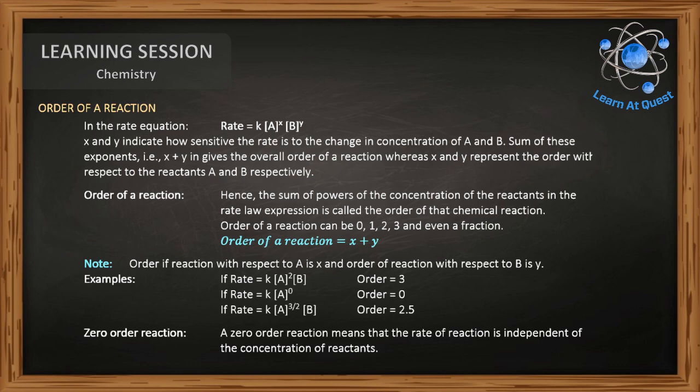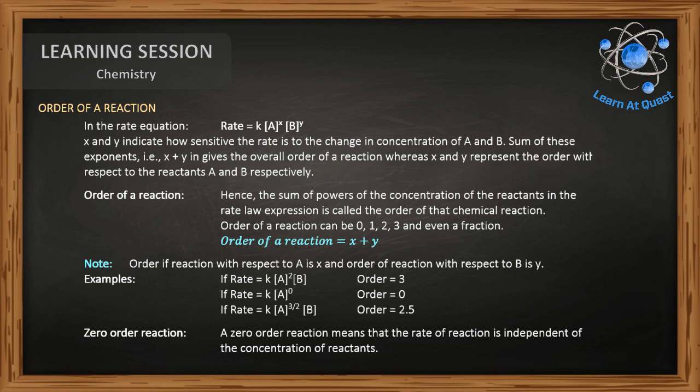In the second example, the rate is defined as K multiplied by concentration of reactant A raised to 0. Now here, the exponent of the concentration of reactant A is 0. Therefore, order, which is the sum of the powers of the concentration of the reactants, is also 0. Hence, it's a 0 order reaction.